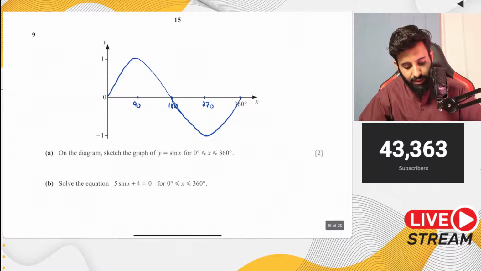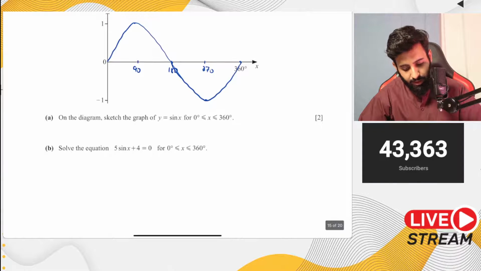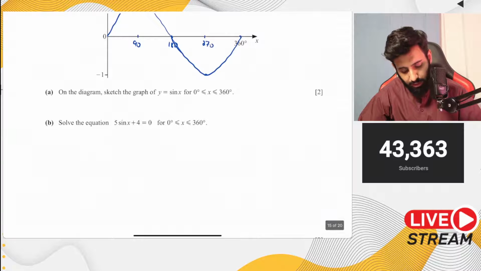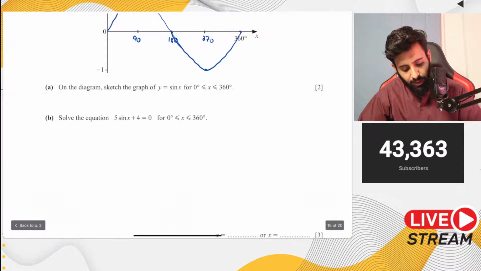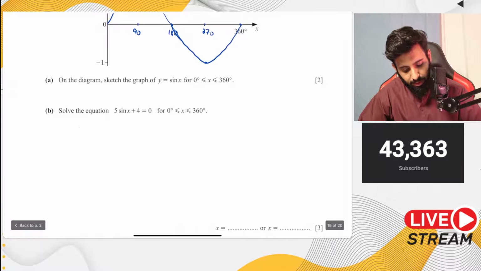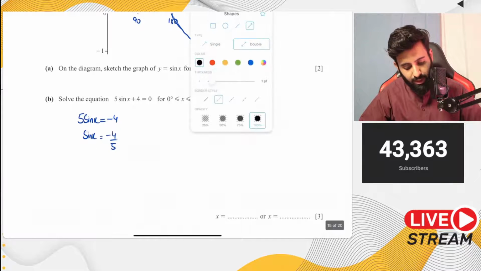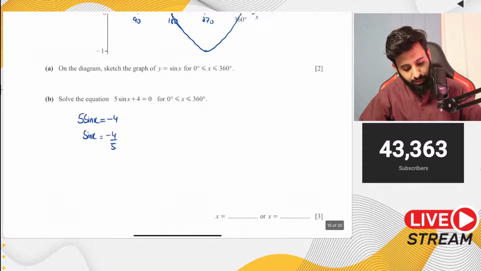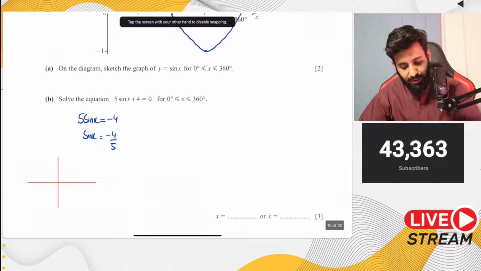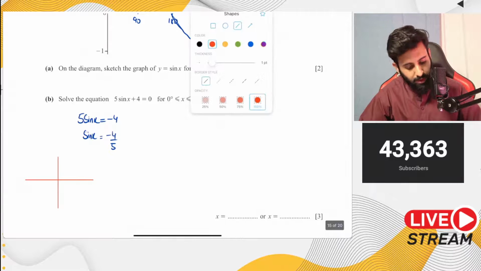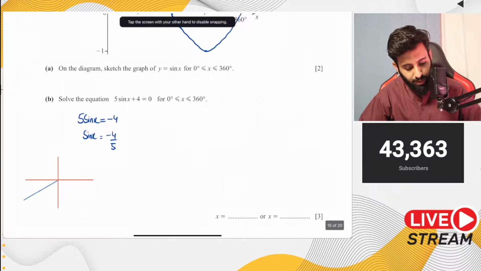Then it says, on the diagram, sketch the graph of y equals sine x for x from 0 to 360. So in fact, I just did that. Solve the equation 5 sine x plus 4. First of all, make sine x the subject, which means taking 4 over to the other side. And then it's minus 4 upon 5. So sine is negative. What quadrants are we talking about then? We're talking about the third and the fourth quadrant. So here's the third, here's the fourth quadrant.